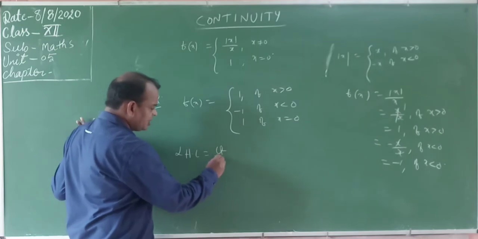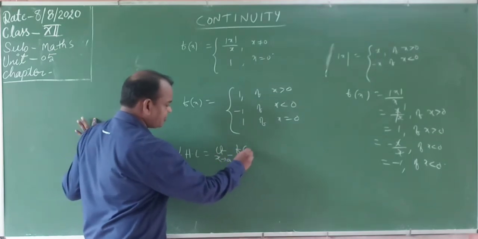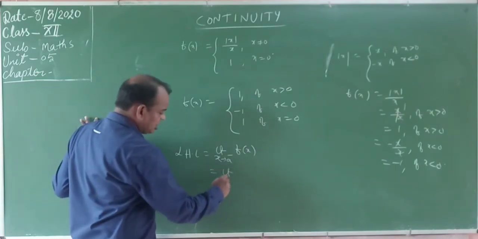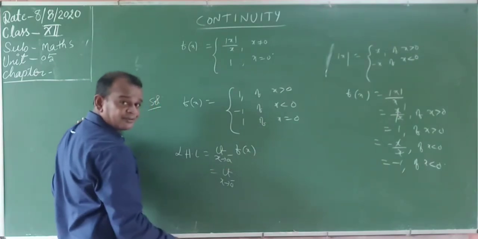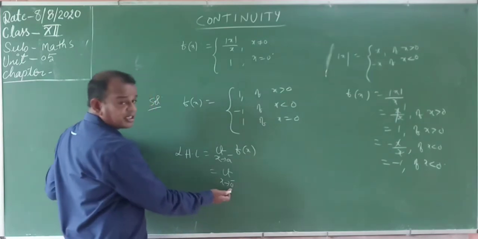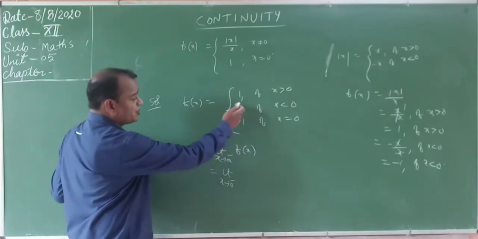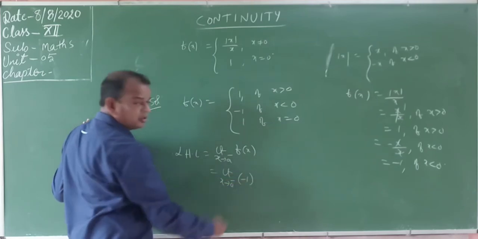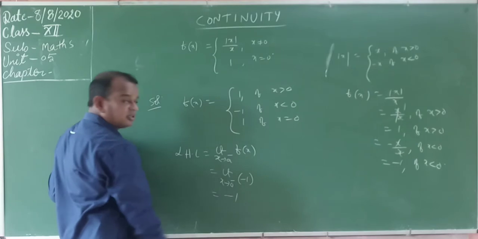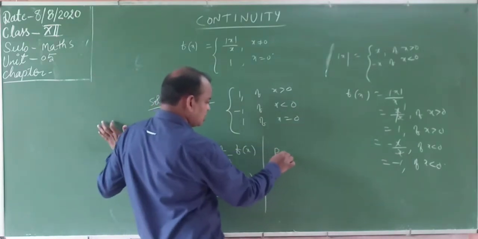Limit x tends to a minus f of x. At 0, continuing to discuss the continuity at 0. Limit x tends to 0 minus f of x. 0 minus means less than 0. Less than 0 means what is the value? Minus 1. The limit of a constant is the constant. That is over. Now RHL.